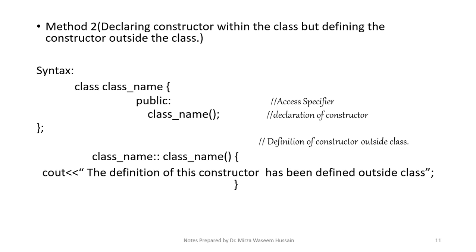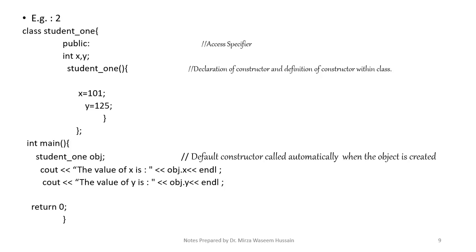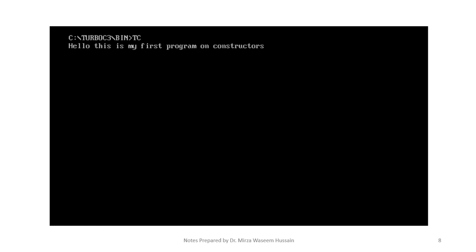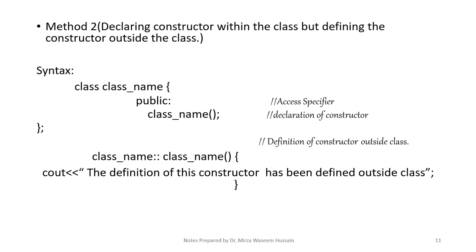Now let us move further on the discussion of constructors. In the previous lectures, we have already discussed method 1. That is, method 1 was declaring and defining the constructors within the class. Now we will move to method number 2. That is, we will declare the constructor in the class, but we will define the constructor outside the class.